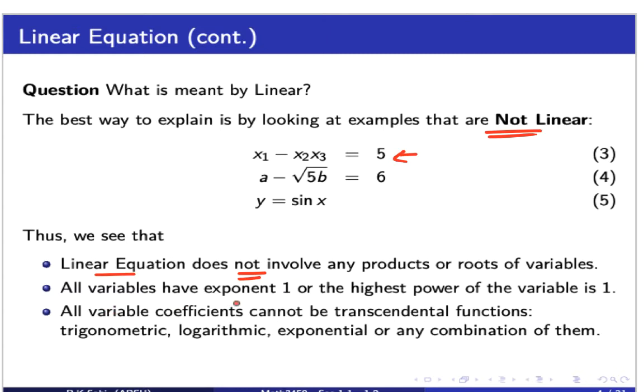Then all variables have exponent 1, or the highest power of the variable is 1. What's the exponent here? You have b to the power half. Not possible. Because every variable has to have exponent 1, or the highest power of the variable is 1. Now, variable coefficients cannot be transcendental functions like trigonometric, logarithmic, exponential, or any combination. That is also not allowed in a linear equation.